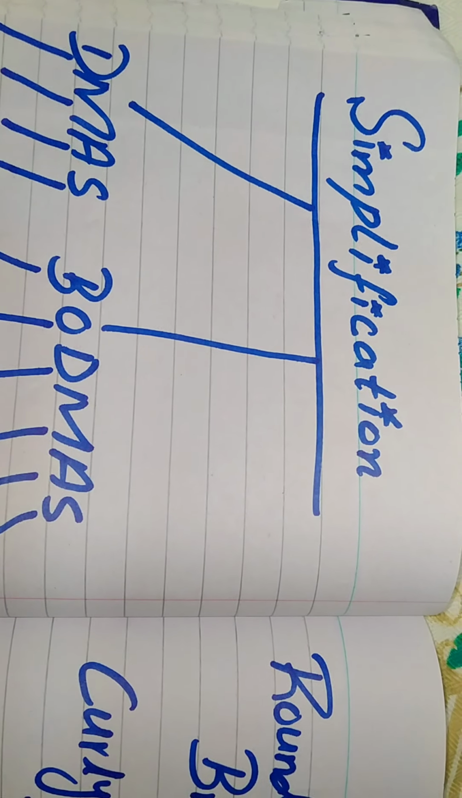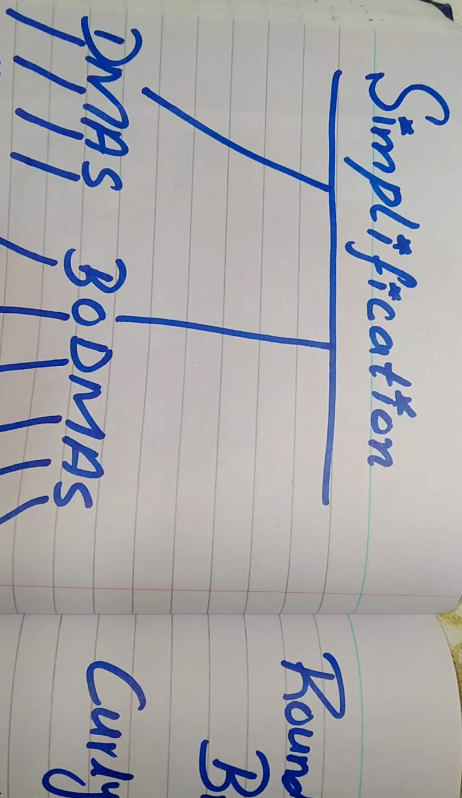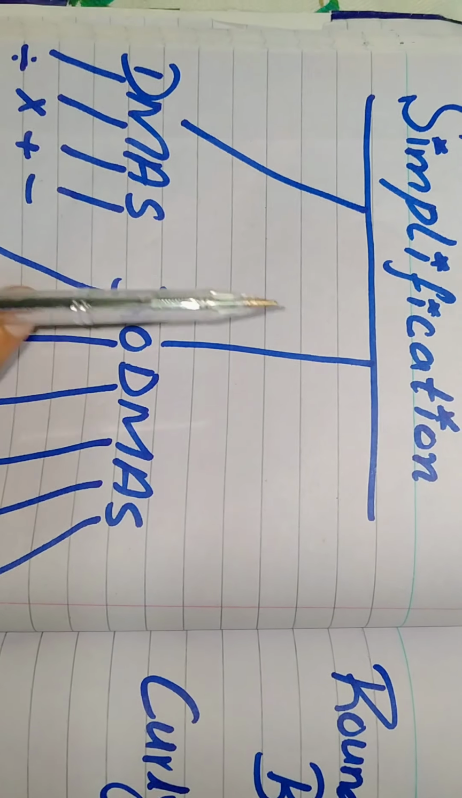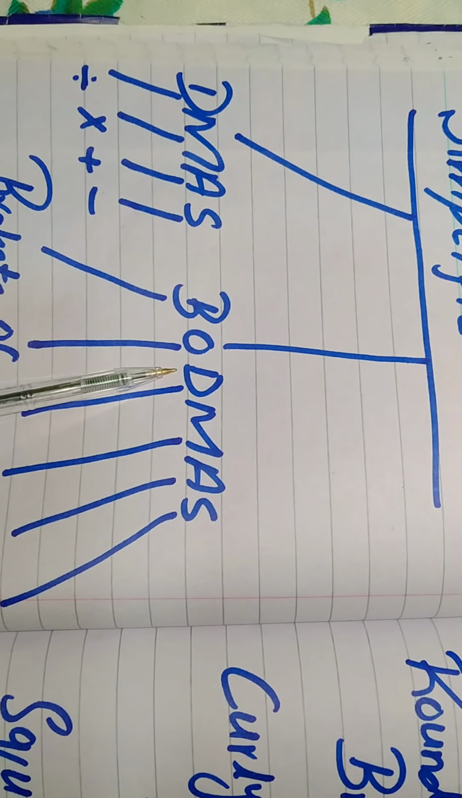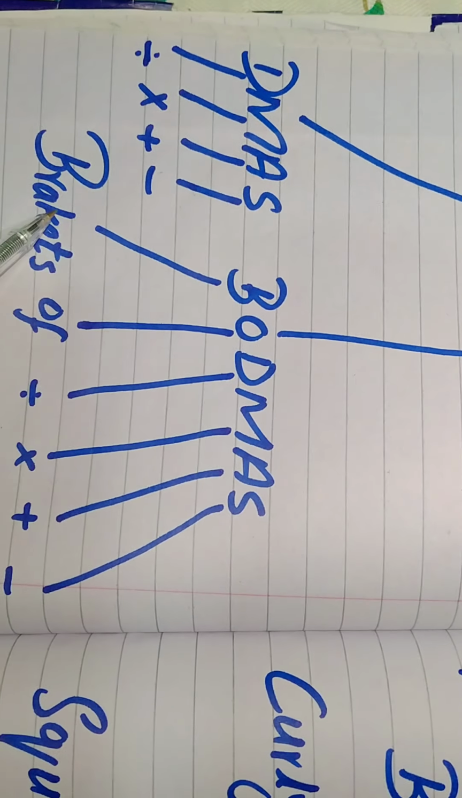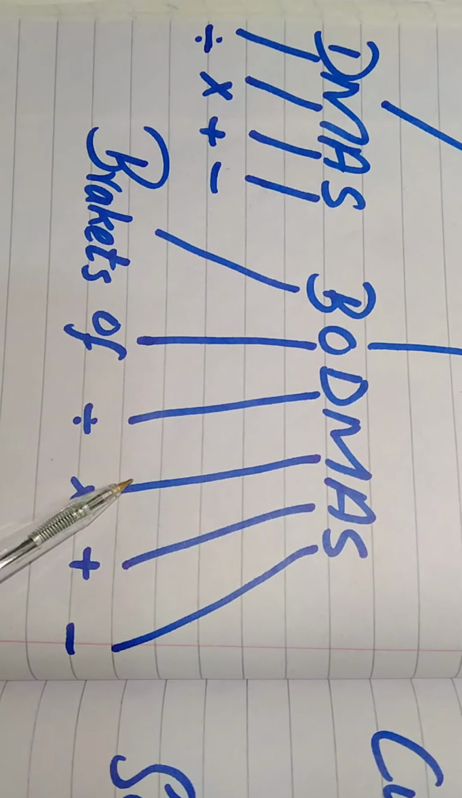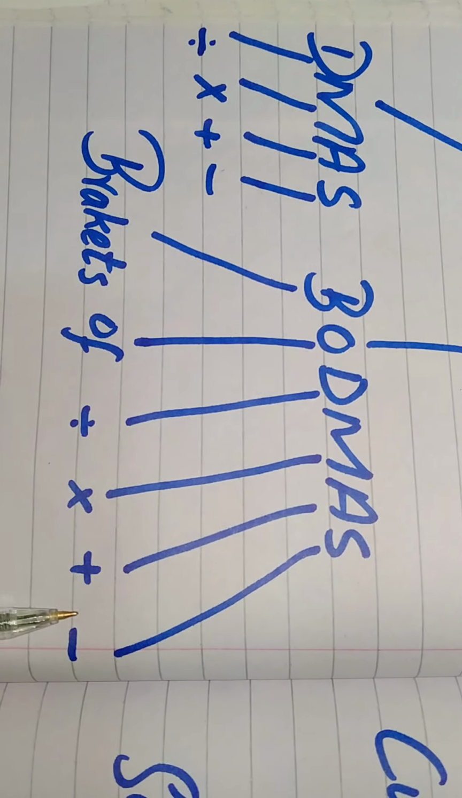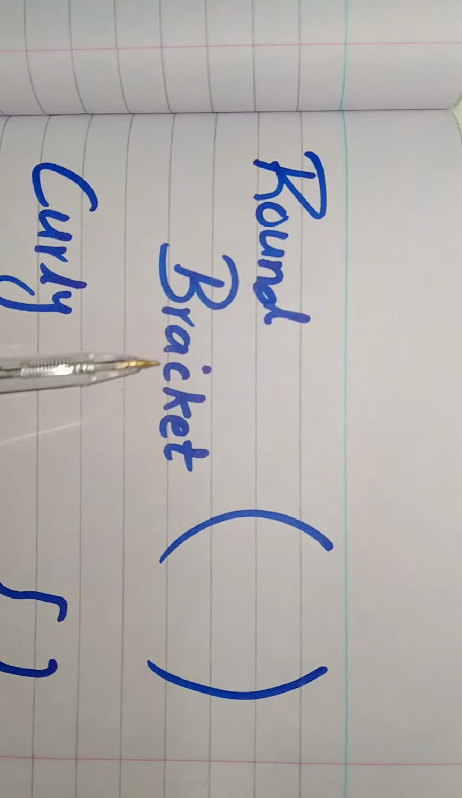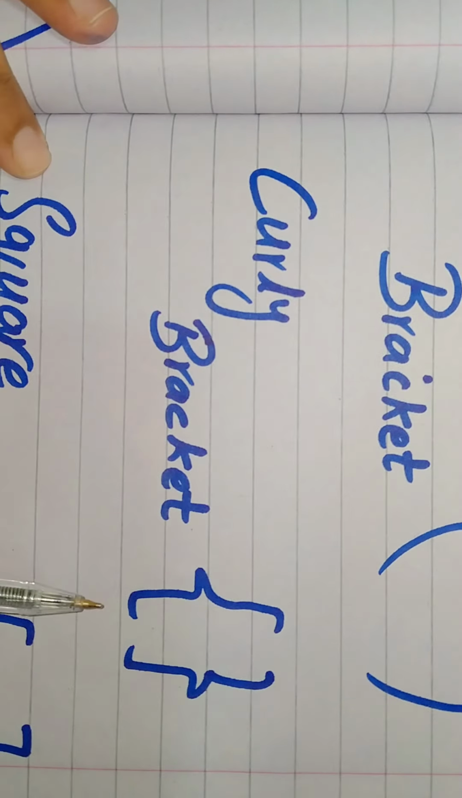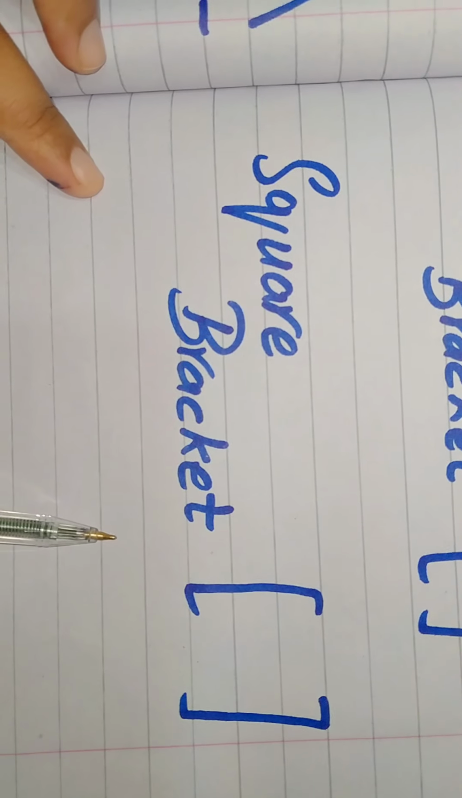In my previous video, I explained the DMAS rule, and now I'm going to explain the BODMAS rule, simplification through the BODMAS rule. First of all, I will tell you BODMAS stands for brackets, of, division, multiplication, addition, and subtraction. There are three types of bracket. First is round bracket, second is curly bracket, and third one is square bracket.